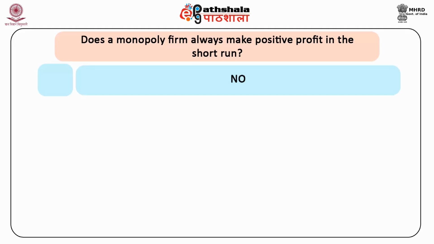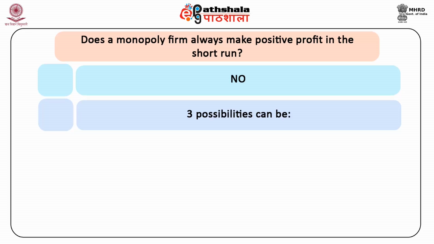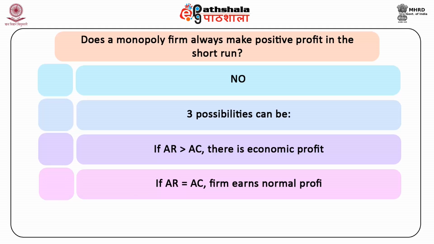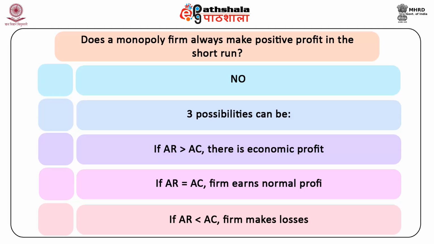The answer is no, because there is no certainty that a monopoly firm will always earn positive profits in the short run. Hence, given the level of output, the three possibilities can be: first, if AR is greater than AC, there is economic profit for the monopolist firm. Second, if AR is equal to AC, the firm earns only normal profit. And third, if AR is less than AC, the firm makes losses, a theoretical possibility in the short run.